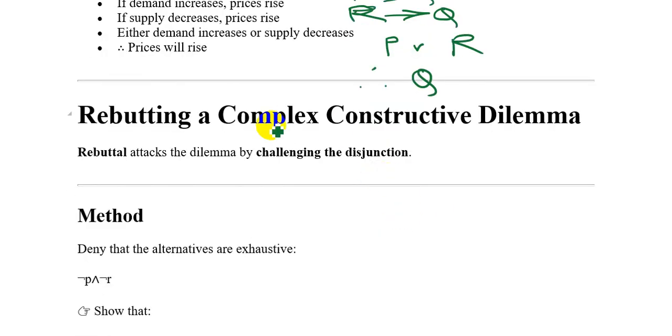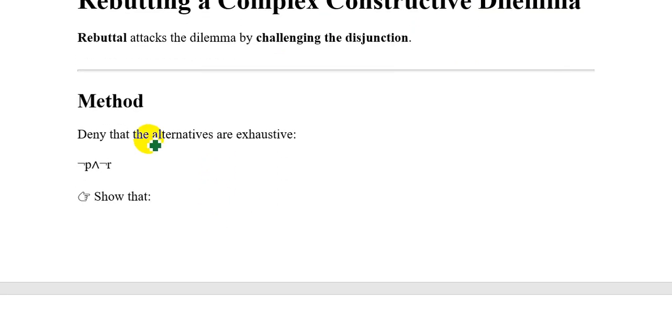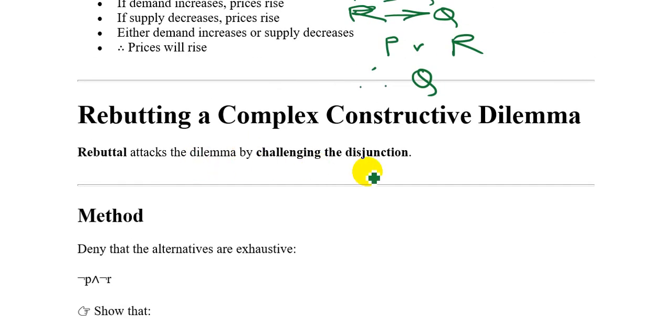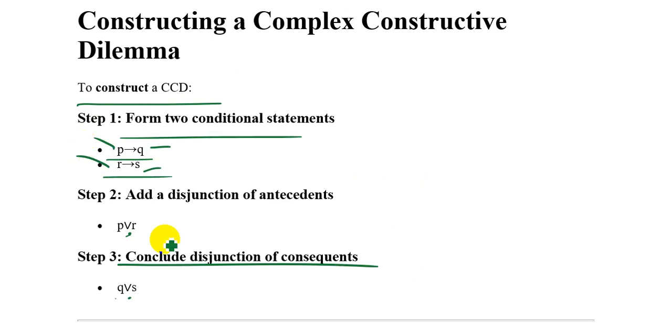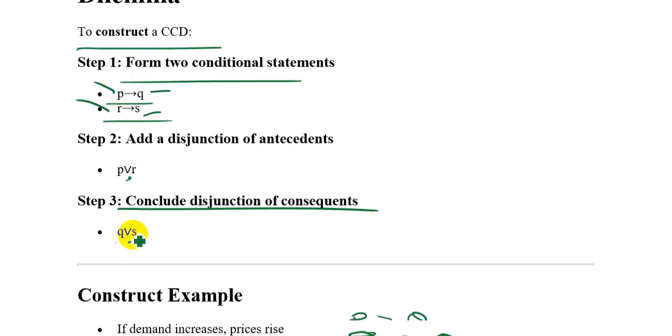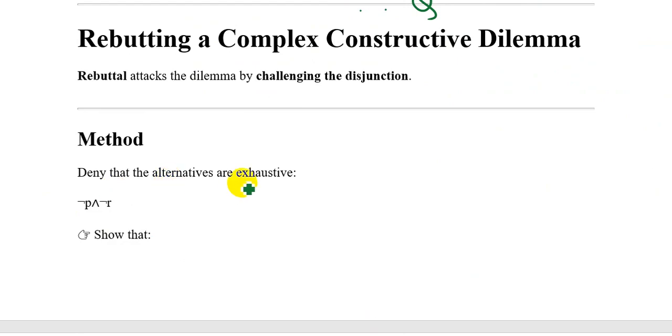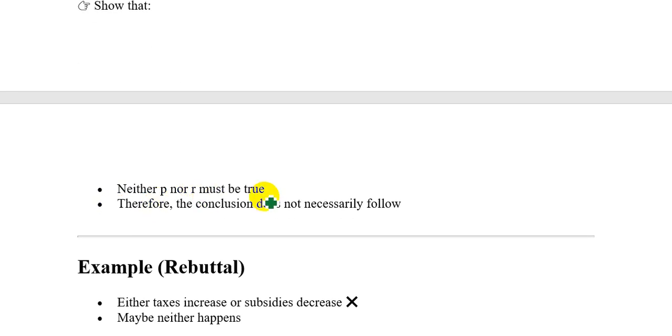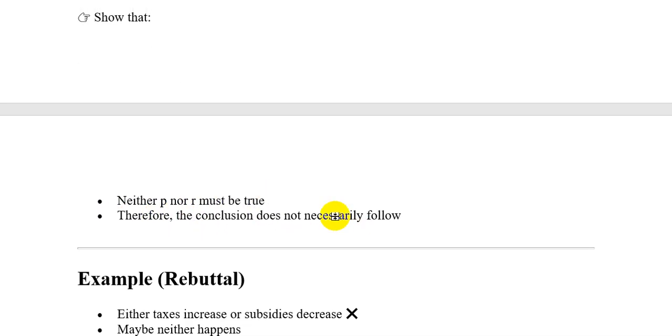Now, how do we rebut a complex constructive dilemma? Rebutting a complex constructive dilemma: rebuttal attacks the dilemma by challenging the disjunction. So, deny the alternatives are exhaustive. That is, normally we challenge the disjunction. Where is the disjunction? This is the disjunction. So we challenge it, denying that the alternatives are exhaustive. Not P and not R shows that neither P nor R must be true. Therefore, the conclusion does not necessarily follow.